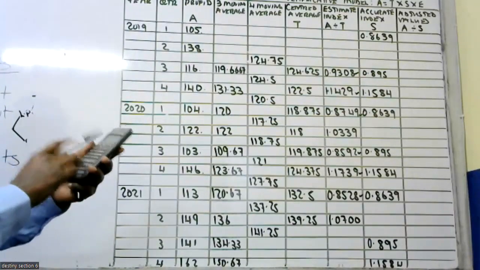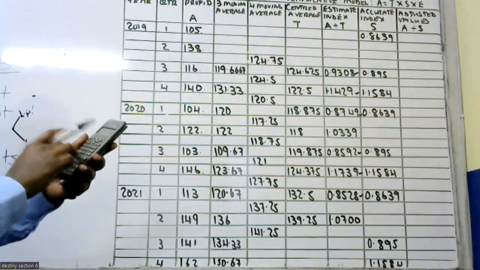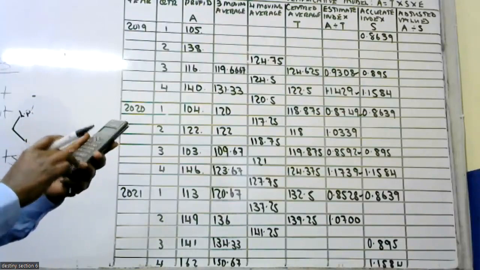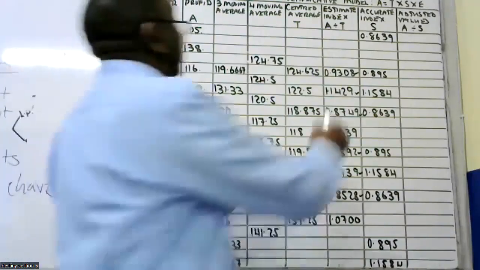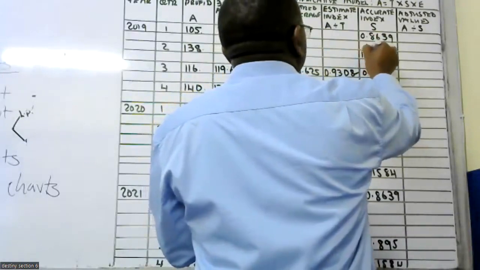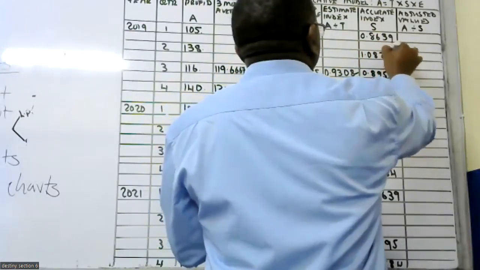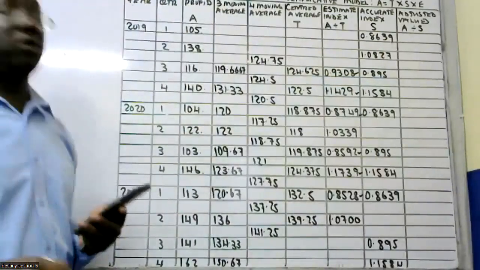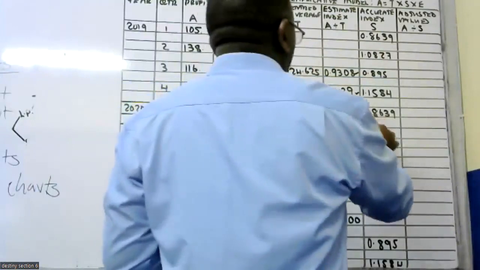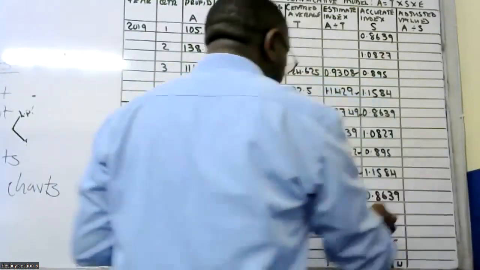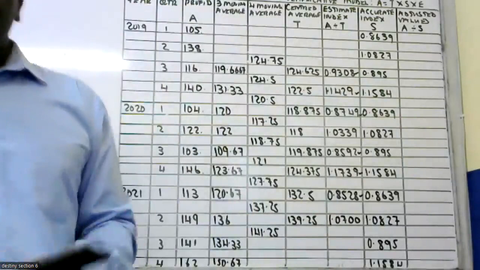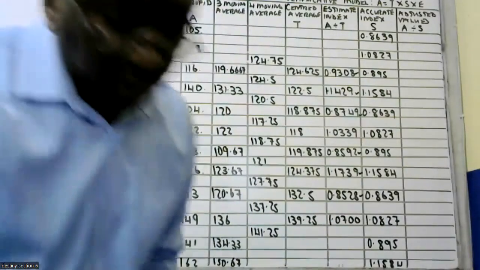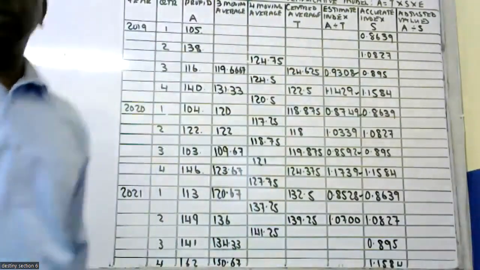So I'm saying, I will say 4 minus 0.8639 minus 0.895 minus 1.1584 equals. So the answer that I'm getting is 1.0827. Now that is for the second quarter. So write it everywhere there is quarter 2, 1.0827. So that is now what the examiner was calling the seasonal index for each quarter.